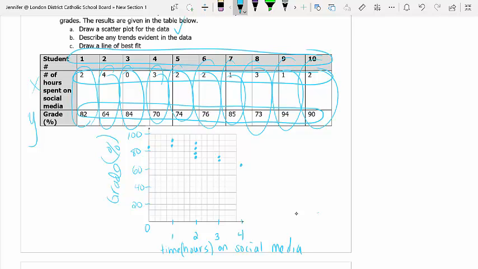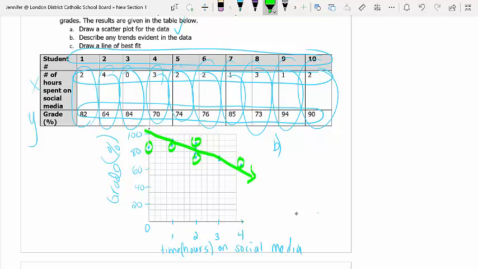Alright, so we've drawn a scatter plot. Describe any trends evident in the data. To describe trends, we can talk about the correlation. Is it positive, negative, or no correlation? And is it a strong or weak correlation? When I look at this, I see a slight negative correlation, right? It goes down to the right. And I would say it's a weak correlation, right? Because we have a few points that are kind of spread out.